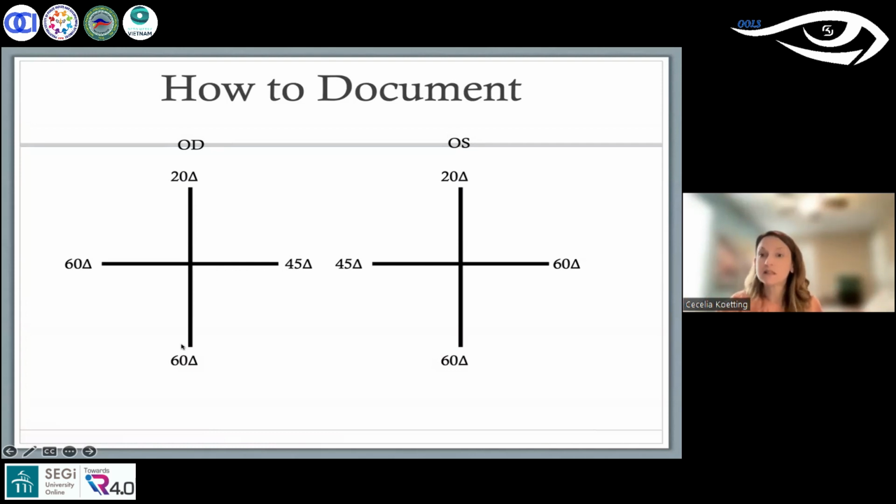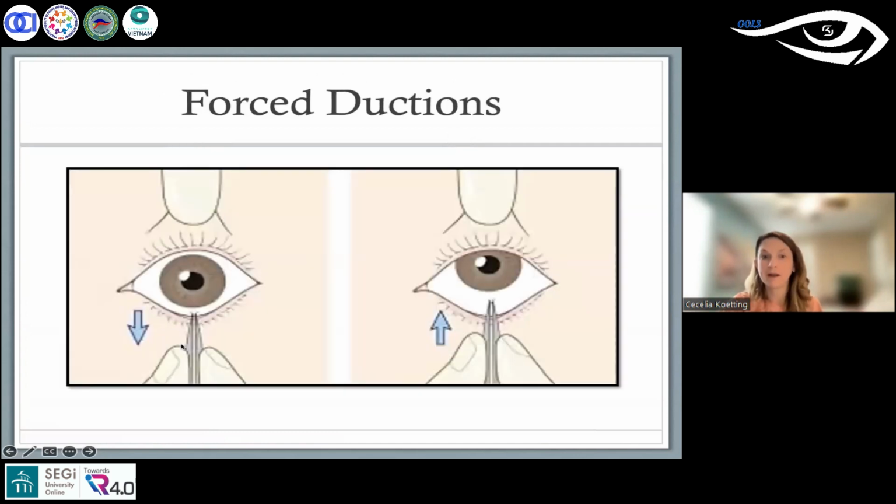And so this is how we document. If you looked at my charts, this is what you would see. It also allows me to monitor from visit to visit how they are doing. Is it worse? Is it better? Where are we at? Forced duction.